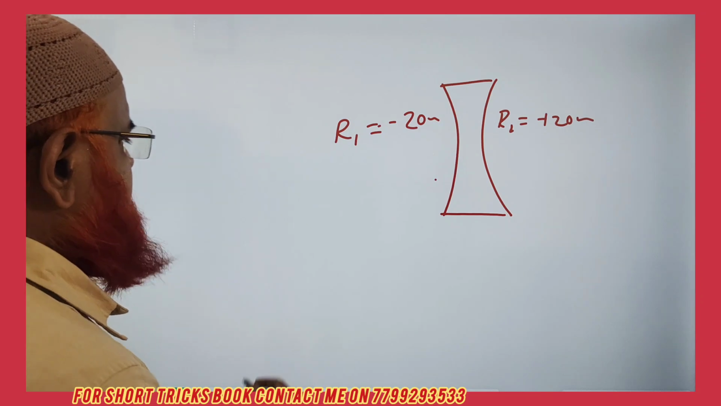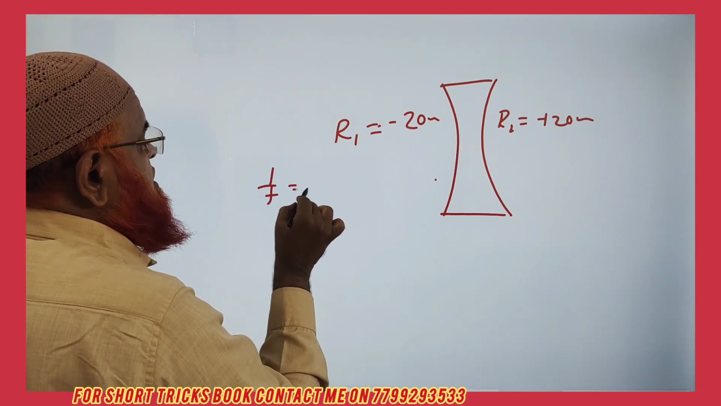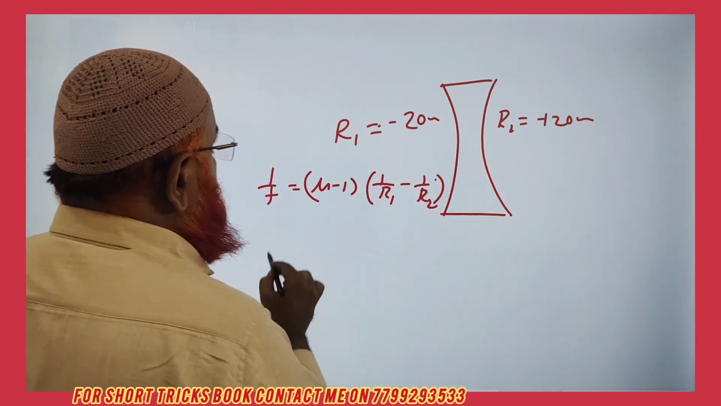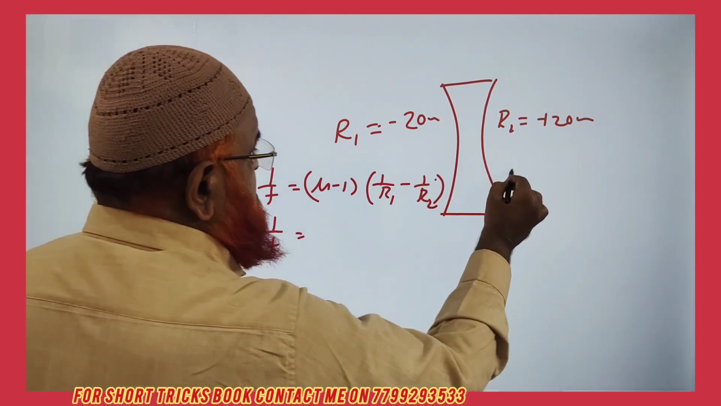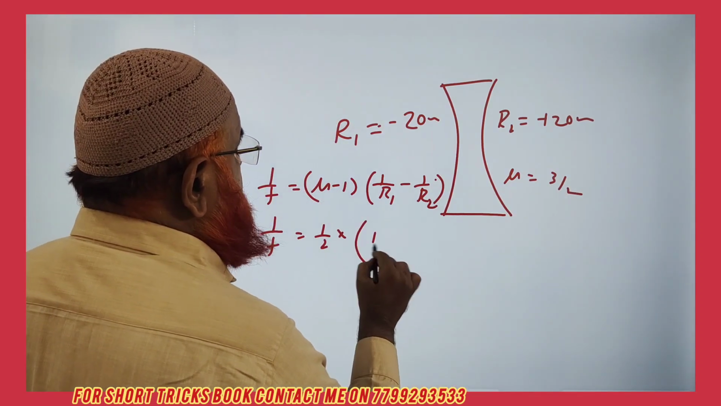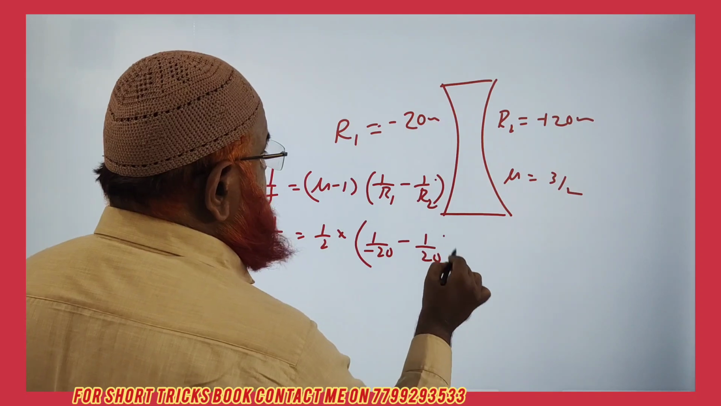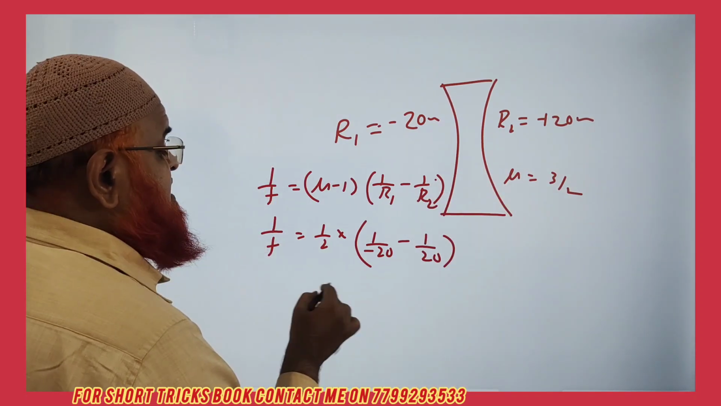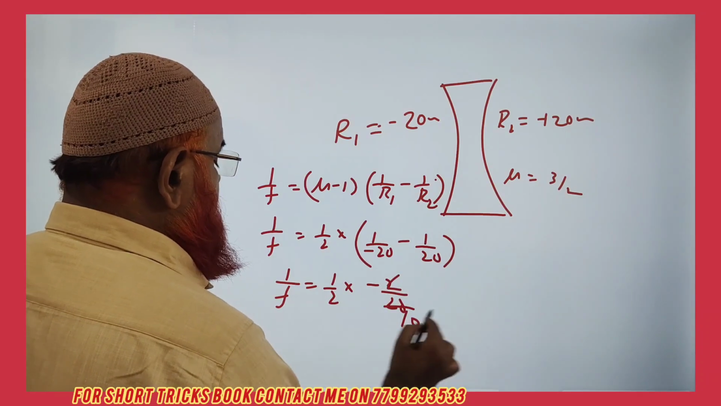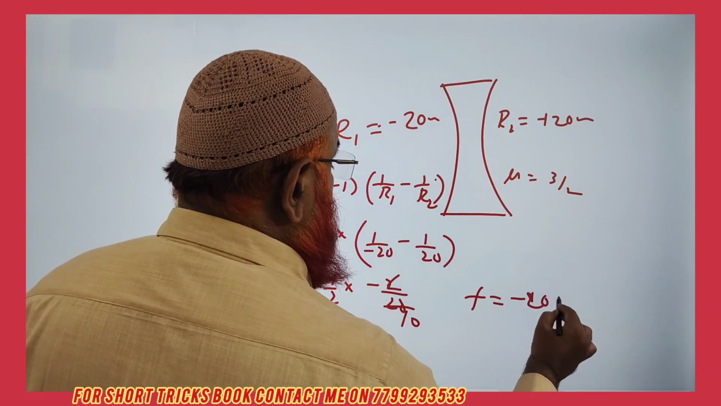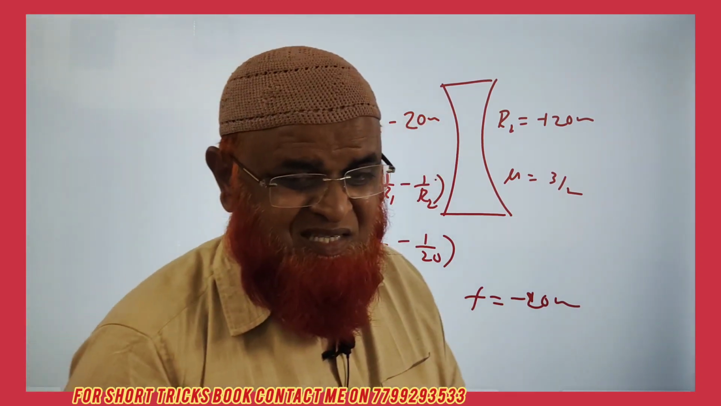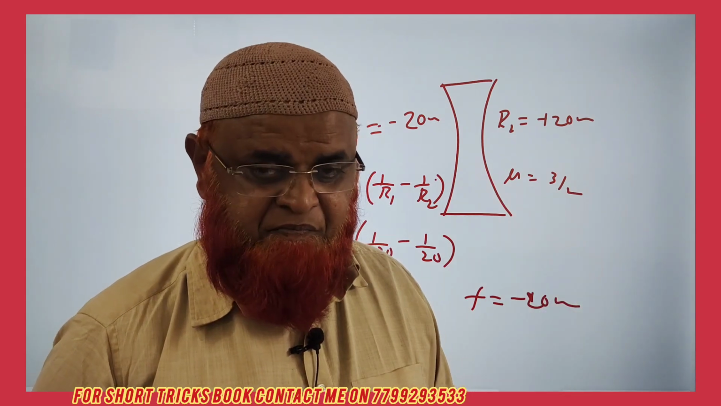Okay. So what is LMF? Lens maker's formula is 1 by f is equal to (mu minus 1) into (1 by R1 minus 1 by R2). So 1 by f is equal to 3 by 2 minus 1, because the refractive index is constant. 3 by 2 minus 1 is 1 by 2, into 1 by R1 is minus 1 by 20, minus of minus 1 by 20, plus that one. So this is minus 2 by 20. So 1 by f is equal to 1 by 2 into minus 2 by 20. 2 ones, 2 tens. So the focal length is going to be minus 20 centimeters. Minus is there. A concave lens is always minus. It's a negative lens.